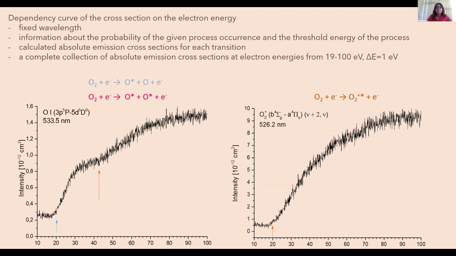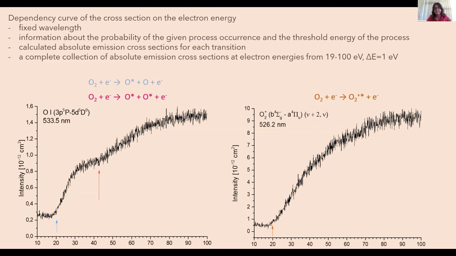The first curve represents the atomic line of oxygen, and here we can see that there are two thresholds. The first one corresponds to the formation of just one excited oxygen atom, and the second threshold corresponds to the formation of two excited oxygen atoms. Here on the right, we have a curve that represents a band from the first negative system of O2+, and we can see that there is only one threshold.